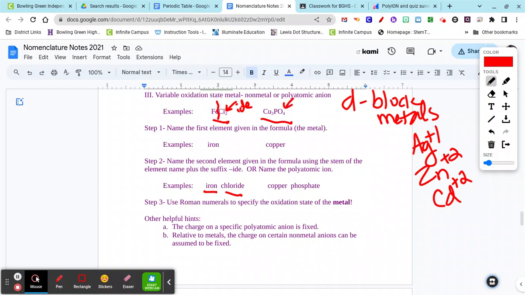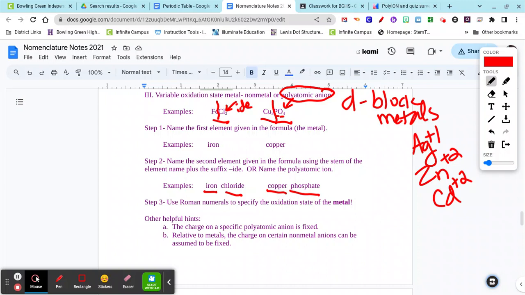This one, you can see after the copper, we have two different types of elements. That means it's a polyatomic anion. So that means that PO4, you should know what that is. It is phosphate, and you would write down phosphate. That's how we deal with anions that are polyatomic, right?